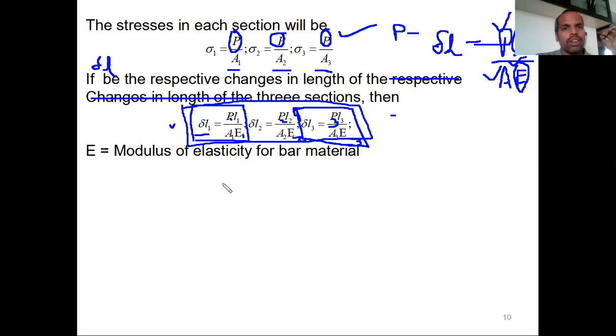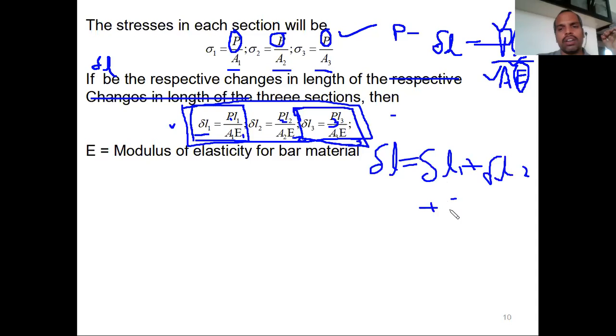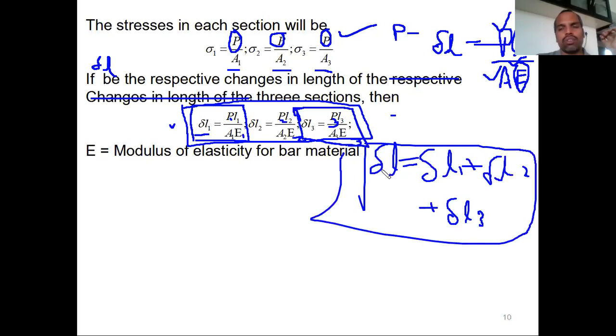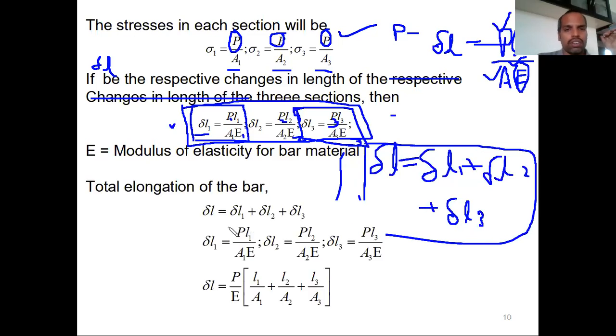If you want the total elongation, delta L total is equal to delta L1 plus delta L2 plus delta L3, which means the total elongation of the member. Total elongation is equal to the elongation of the first member, second member, third member, calculated individually and added up. Right? Substitute delta L1, delta L2, delta L3 for the specific case.